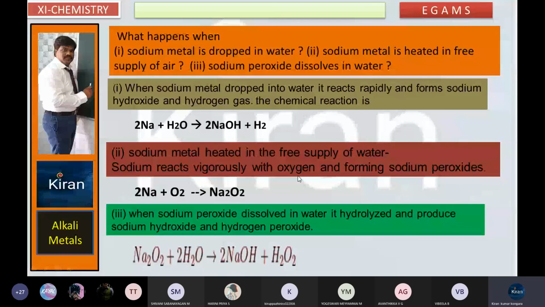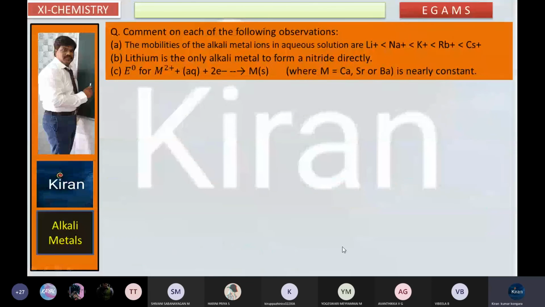Comment on each of the following observations. The mobilities of alkali metal ions in aqueous solution are in this order: the lithium ion has lower mobility than sodium, than potassium, than rubidium and cesium. See here, students, mobility means moving, in aqueous solution, in water.